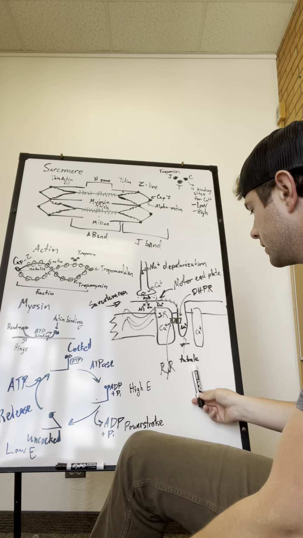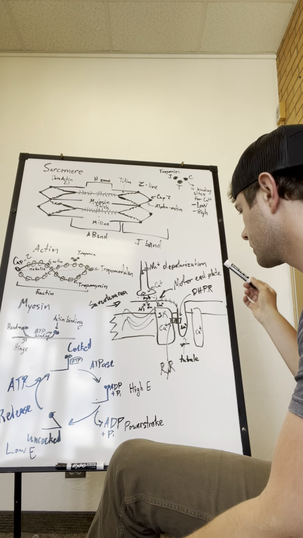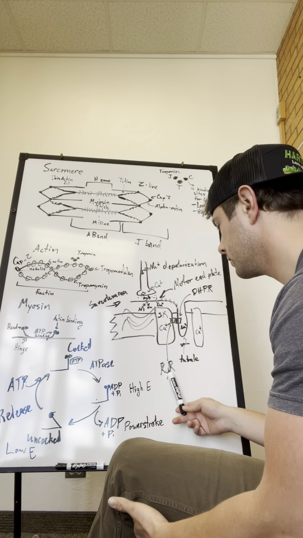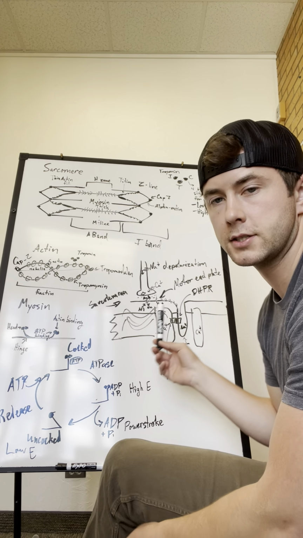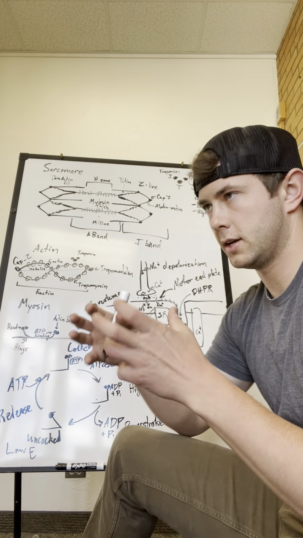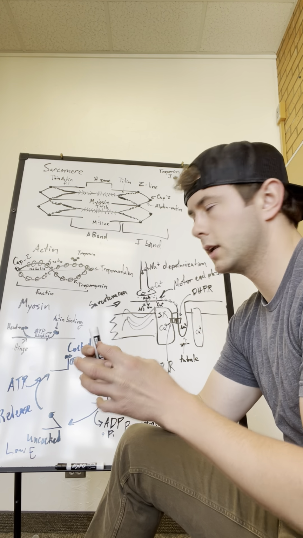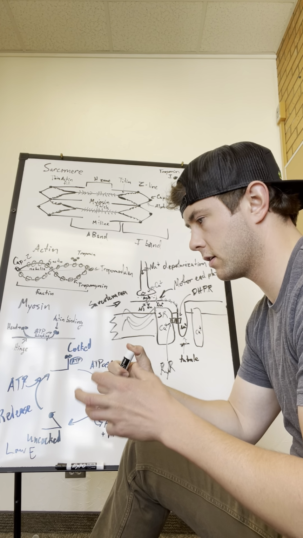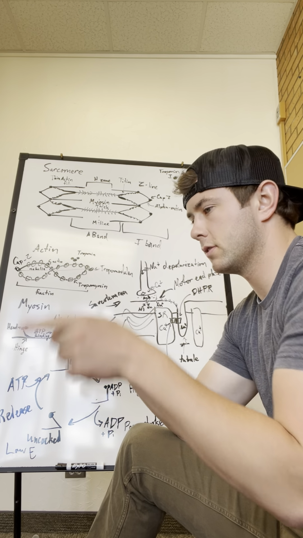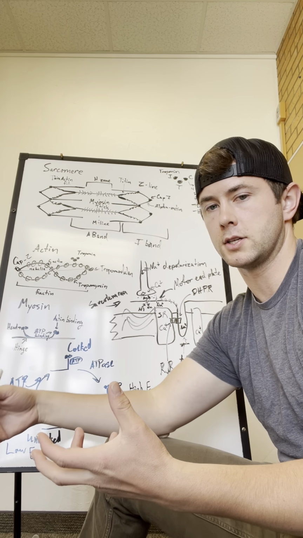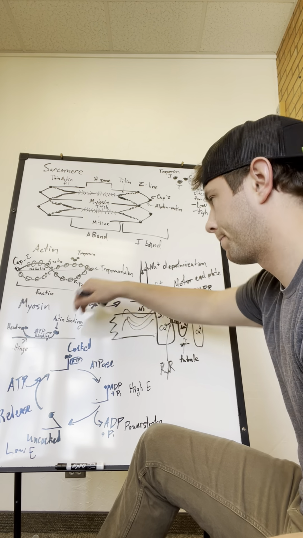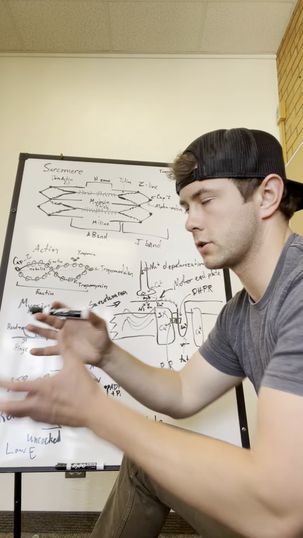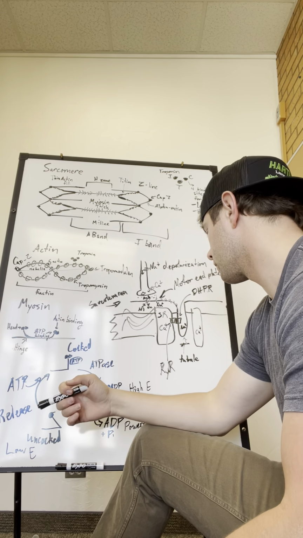So on the T-tubule we have a dihydropyridine receptor, and then on the sarcoplasmic reticulum, you have a ryanodine receptor. That sarcoplasmic reticulum contains a lot of calcium, and it's going to allow the release of calcium into the intracellular fluid, and that calcium, as discussed before, will bind to troponin and cause the whole contraction phase to occur.